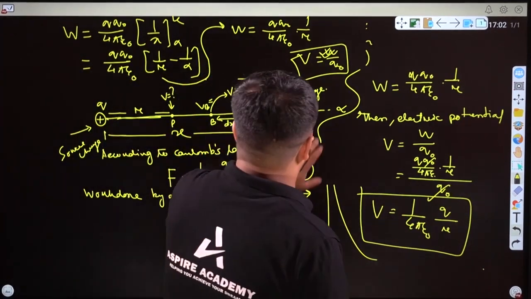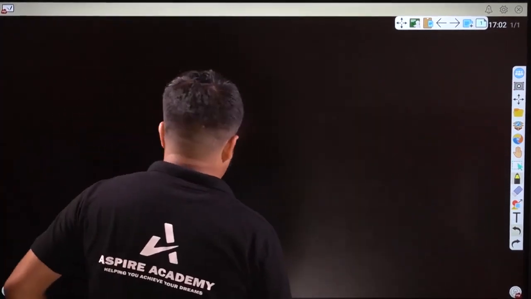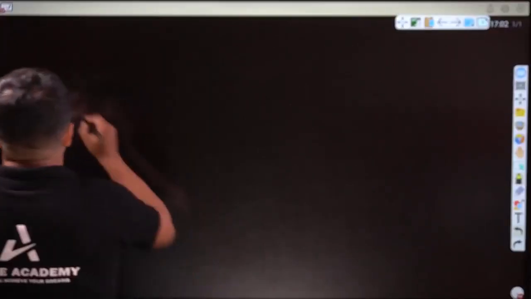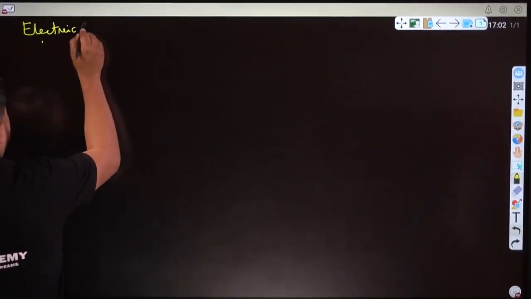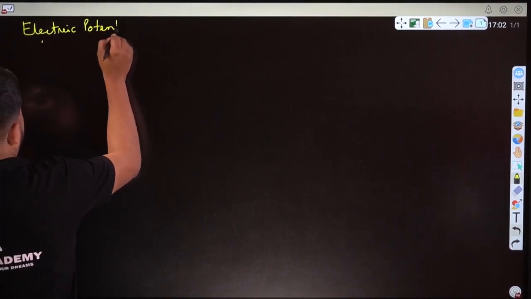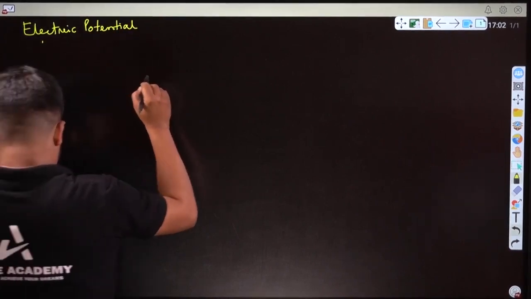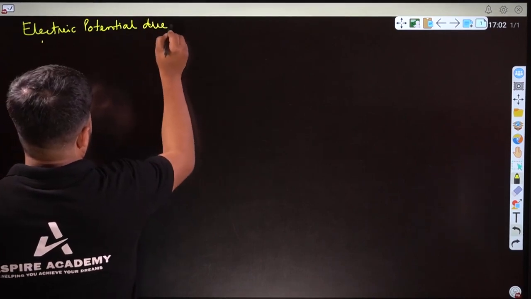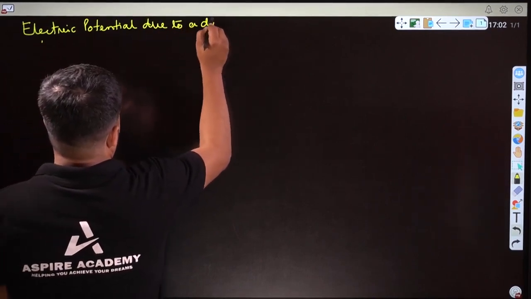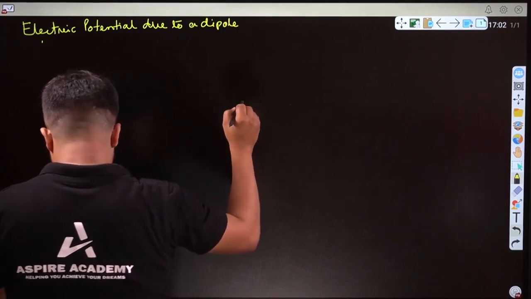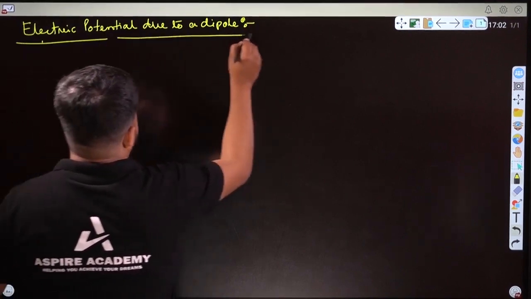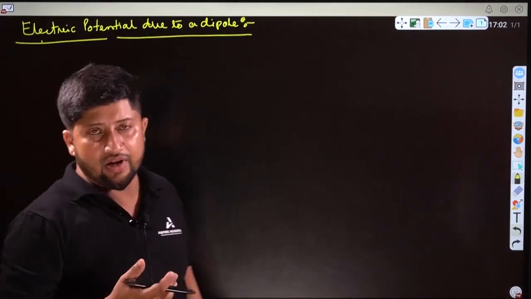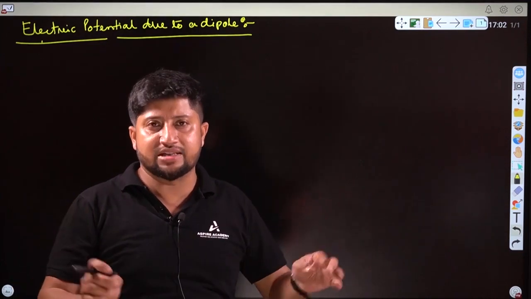Okay. So next topic is electric potential due to a dipole. What will be the electric potential of this dipole? We know that what is a dipole? Two equal and opposite charges separated by a very small distance is called a dipole.